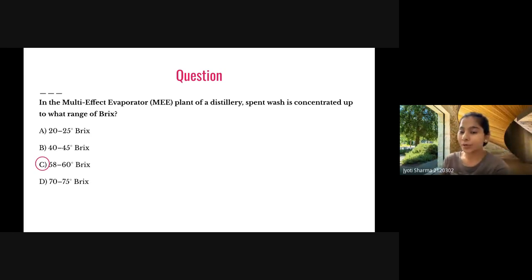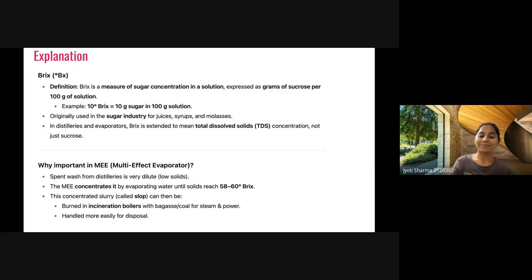But I want to know, what do you mean by this Brix? Any answer? You gave me the right answer, right? So what do you mean by Brix? Okay, I have some explanation. You can read about this. Brix is the measure of sugar concentration in the solution, expressed as grams of sucrose per 100 grams of solution. So 10 degree Brix means 10 grams of sugar in 100 grams of solution.